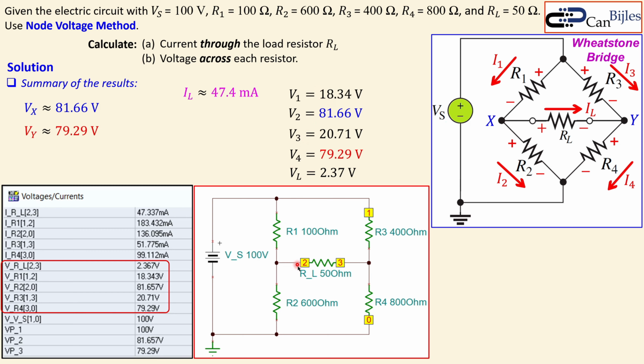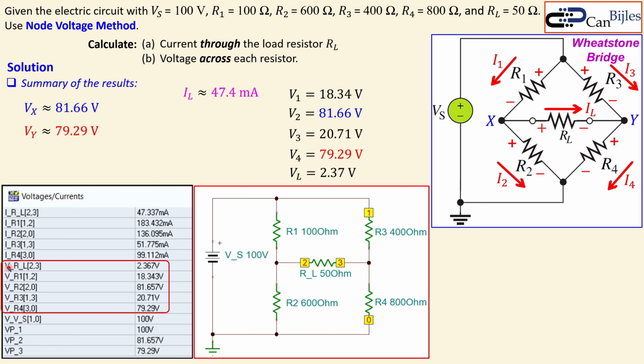I get V1, which is actually this voltage between node 1 and node 2. That's shown here, which is 18.34. This one is very close to that one, almost exactly the same. V2 here, V underscore R2, is 81.66 approximately, also what we have, very nice. VR3 is 20.71, also what we have, and V underscore R4 is 79.29, also almost exactly the same.